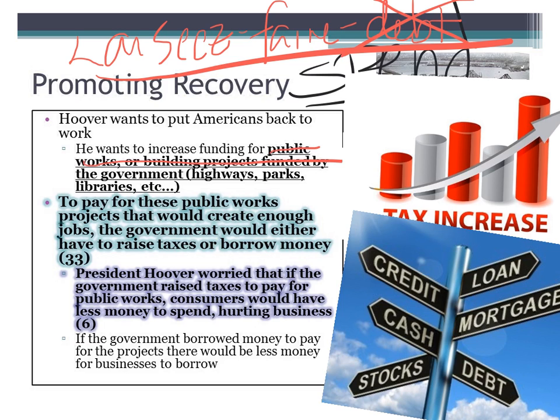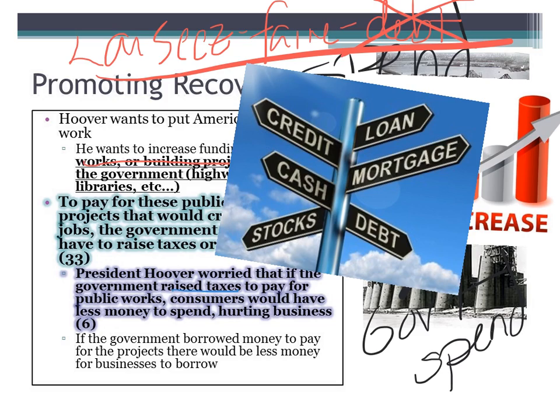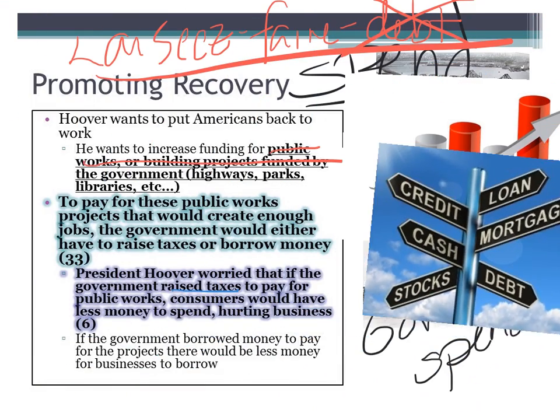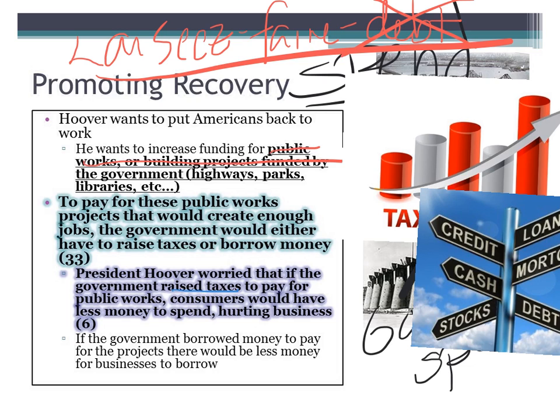And Hoover worries here, rightfully so, that if the government raises taxes to pay for public works, then you and I are going to have less money in our pockets to spend. That's going to hurt business, and the Depression won't end. But he also believes that if he tries to, instead of raising taxes, take on these loans and take out these credits, then it's the government borrowing money. Instead of giving out money to businesses, banks will be giving money to the government. And we know already that there's not a lot of money in the economy to begin with. So why would the government take on that money when businesses need it for sure?